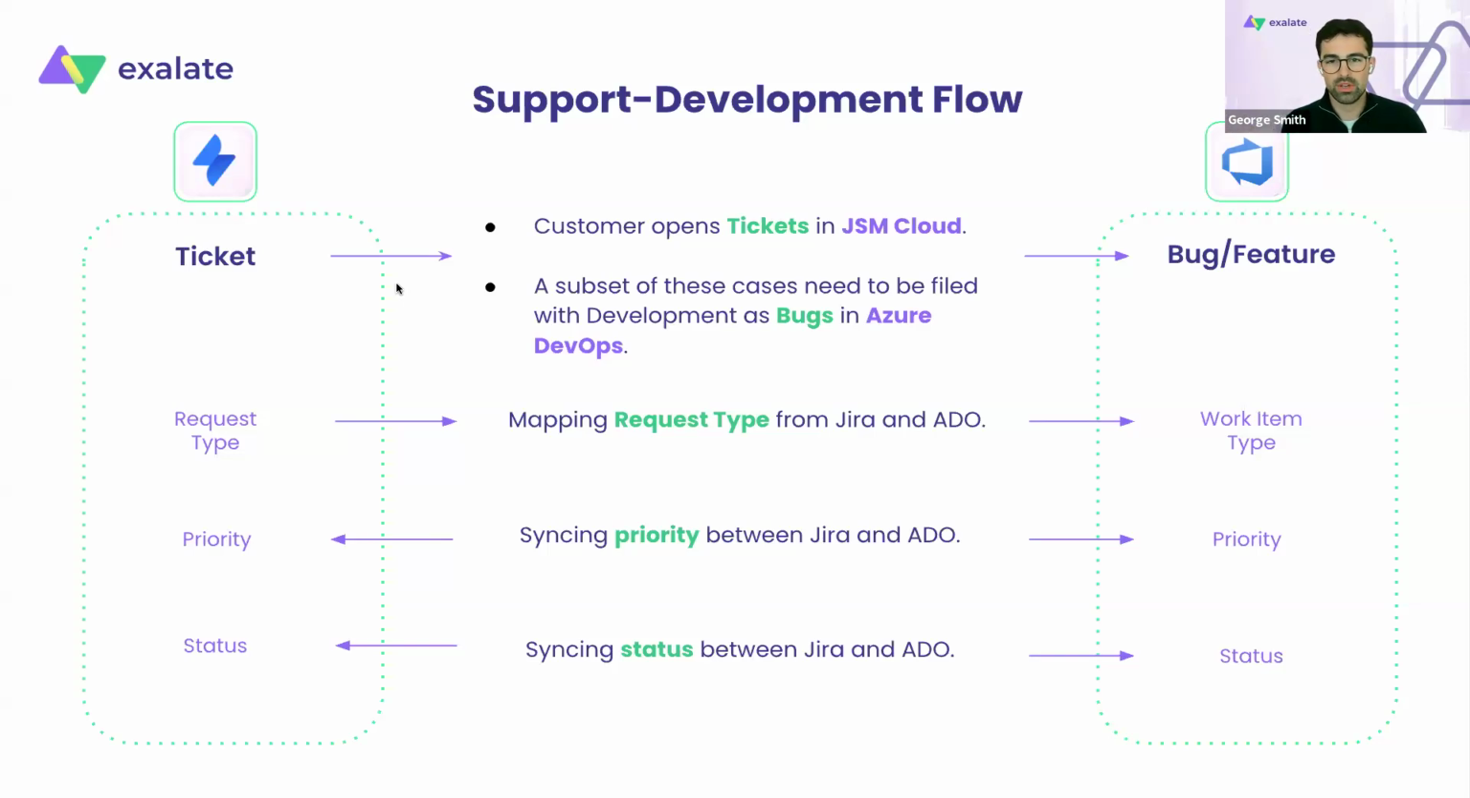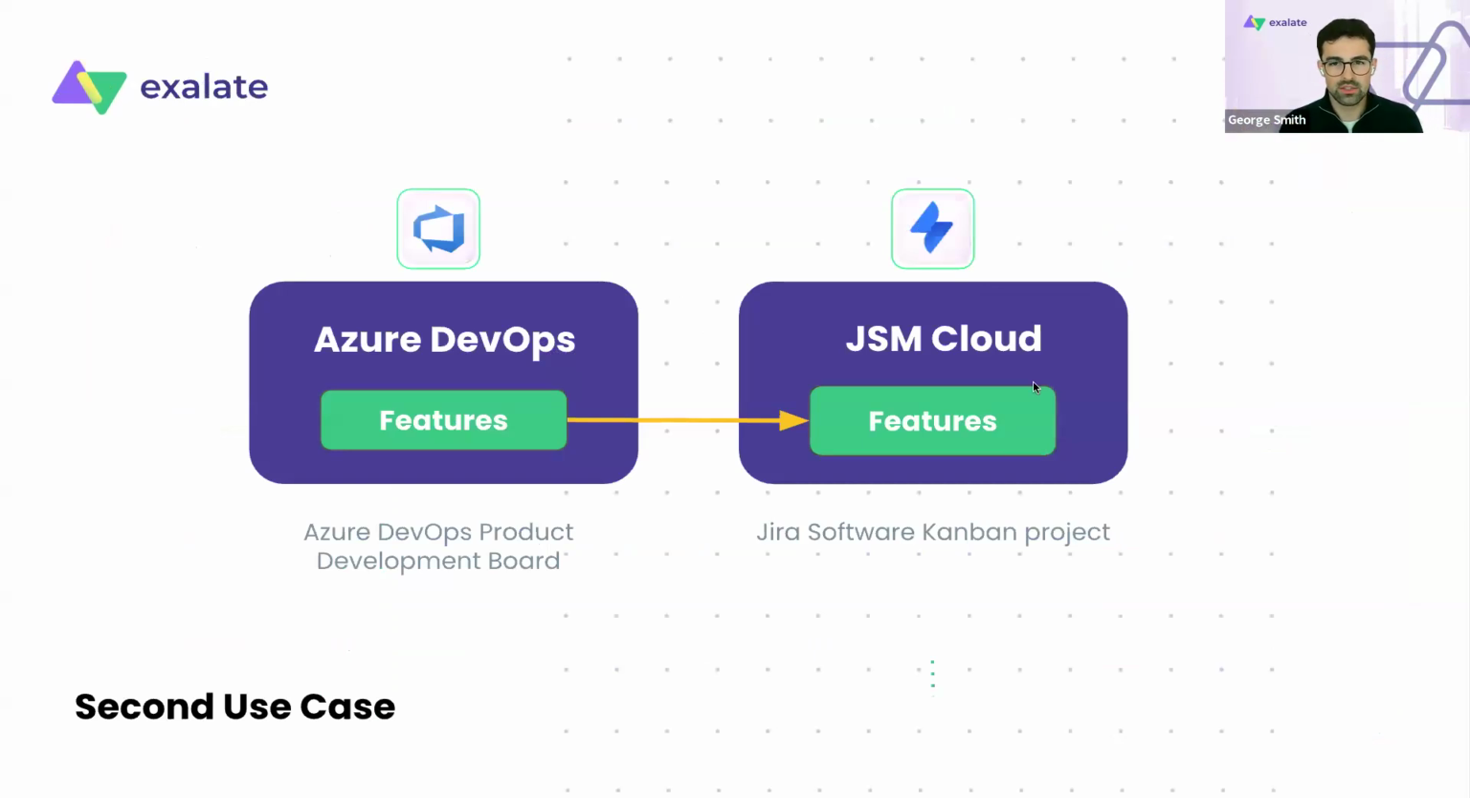And of course, we want to have the correct ticket entity, which is like the request type or the work item type, and of course the priority and status, because devs or the engineering team in Azure DevOps need to know how important this is, what the status is, etc. So you can close that feedback loop between the two tools. That's the first use case. For the second use case, we're going to flip it around the other side. Exalate is bidirectional by default, of course.